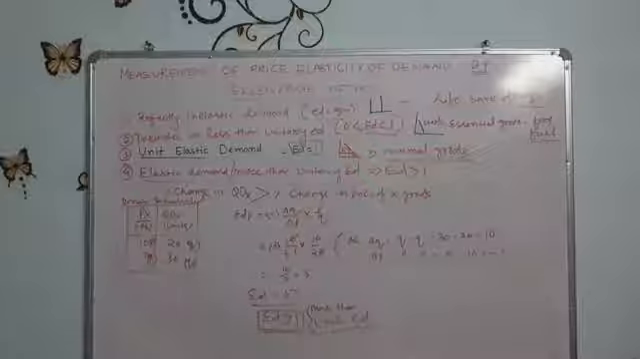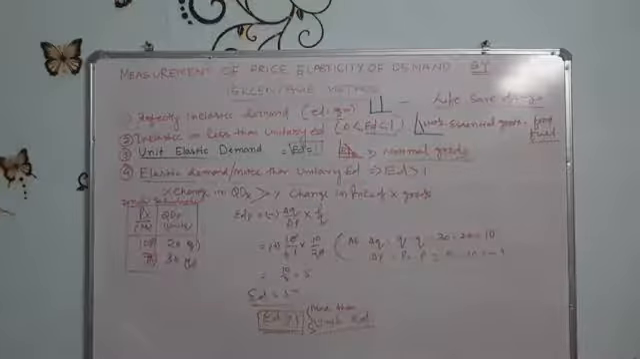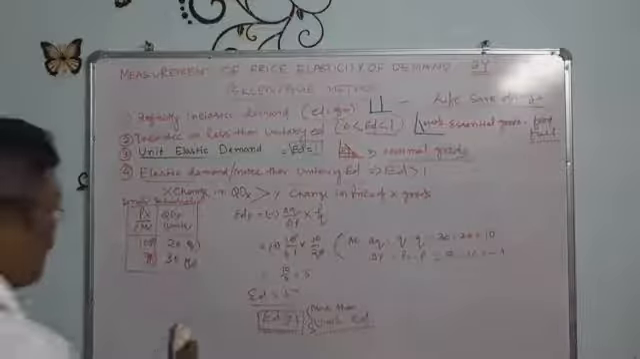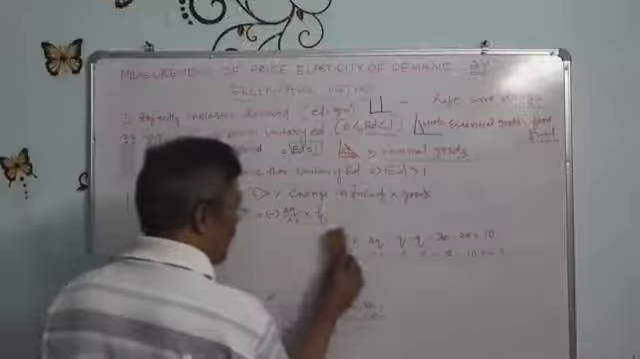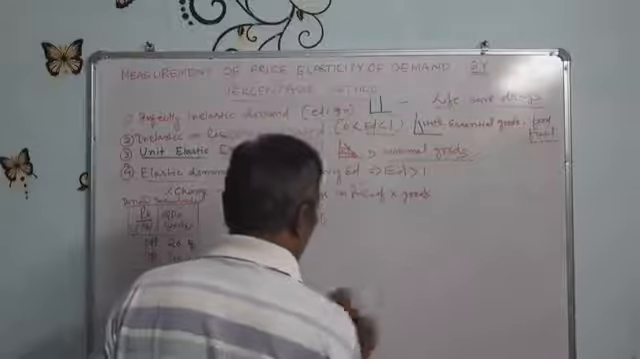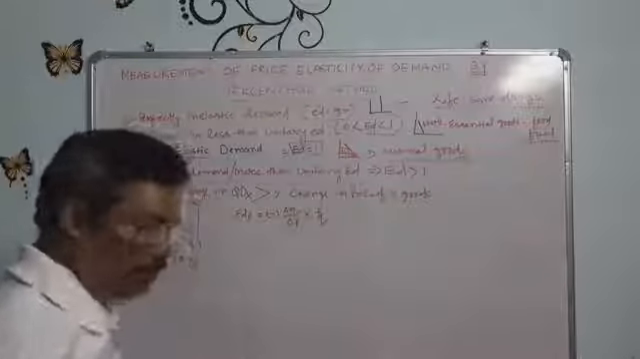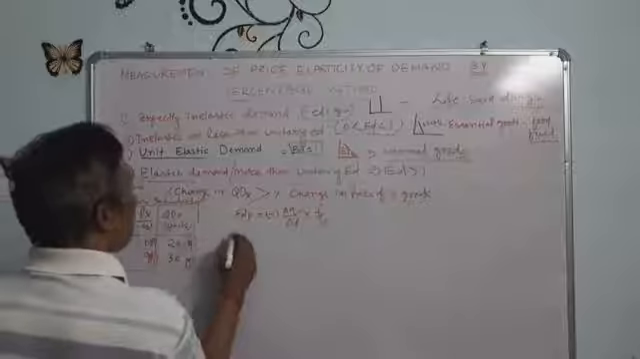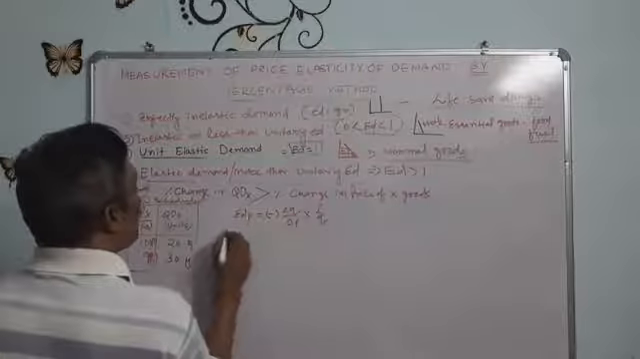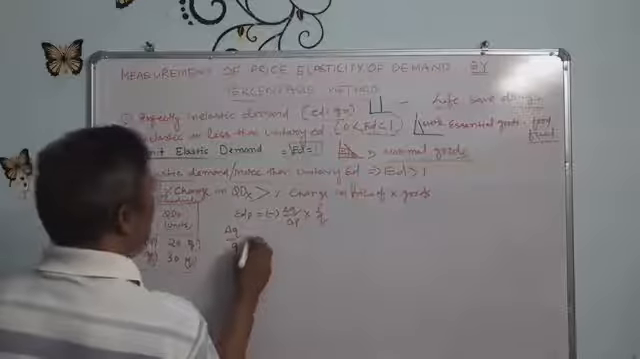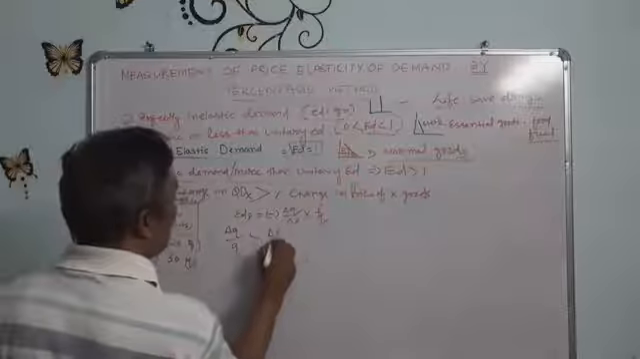It can be plotted also in the diagram. What will be the shape of the demand curve in case of elastic demand, or more than unitary elasticity of demand? In this case, I write here: delta Q upon Q is greater than delta P upon P.